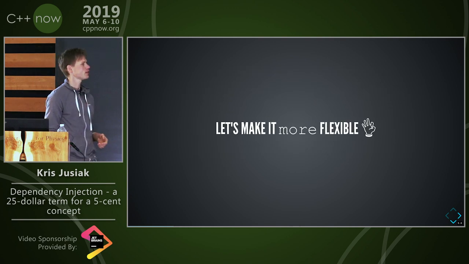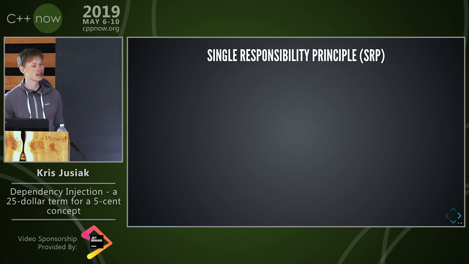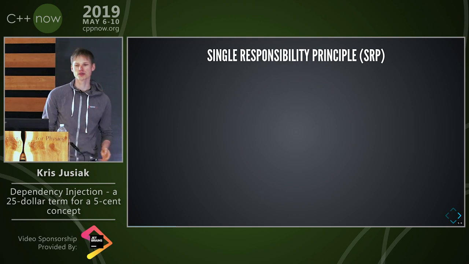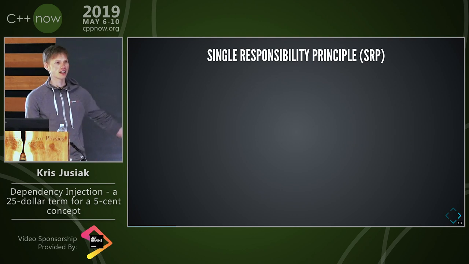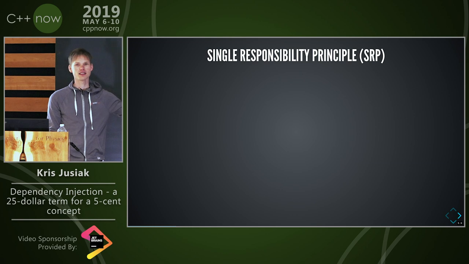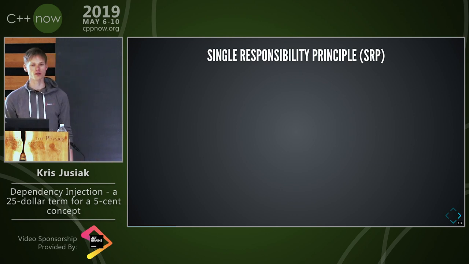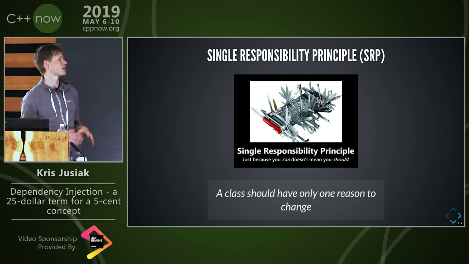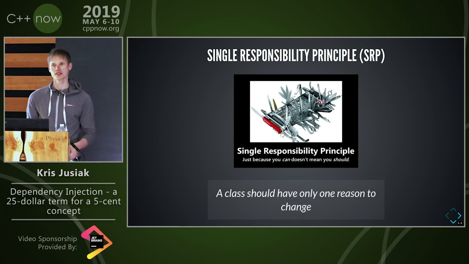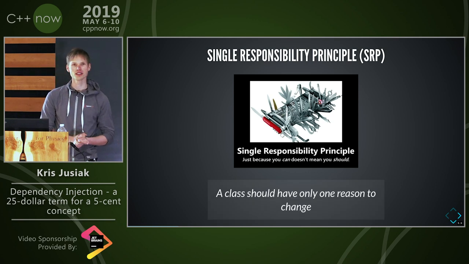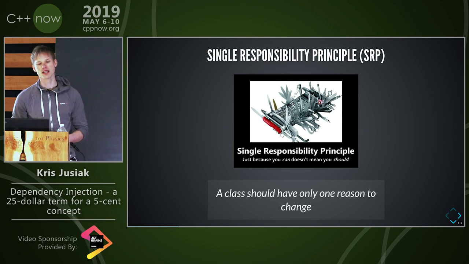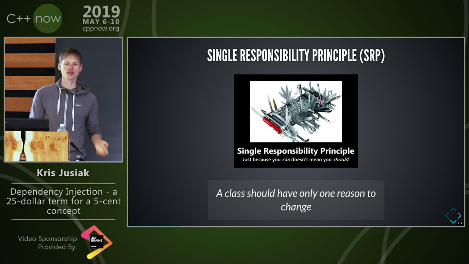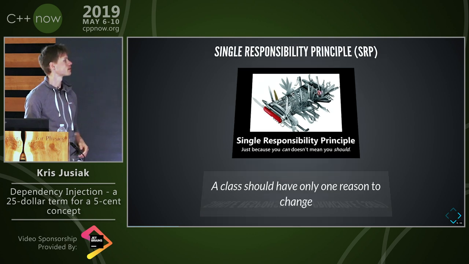So following on that, let's make it more flexible. In order to do that, let's introduce the single responsibility principle. Is everyone following it? Yeah, most of the audience. So quickly about it: it's basically that a class should have only one reason to change. Otherwise, it's doing too much. It's too difficult to reason about, and it's a mess, hard to test, tightly coupled.